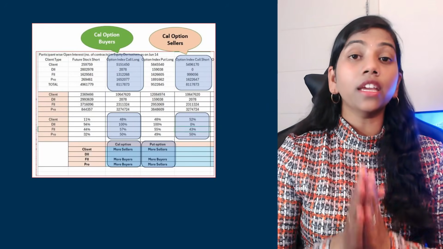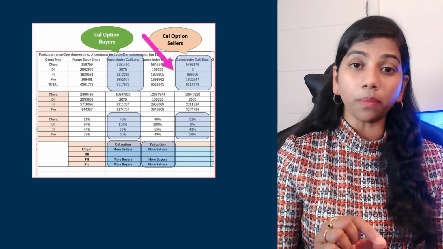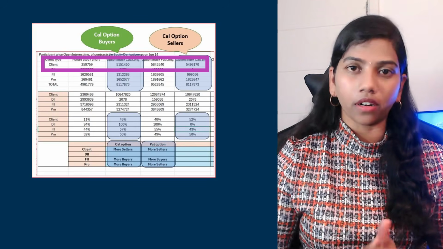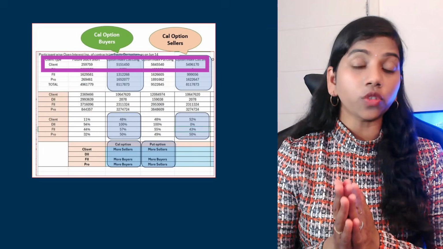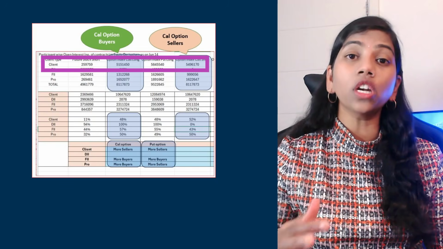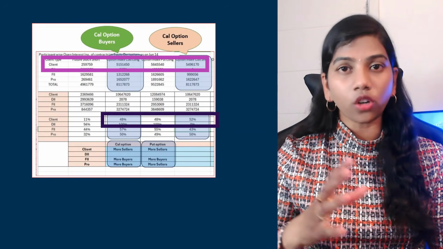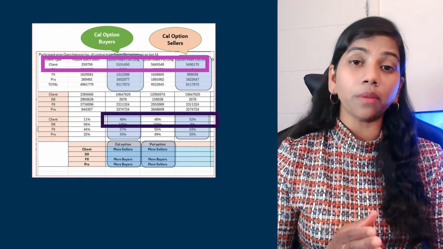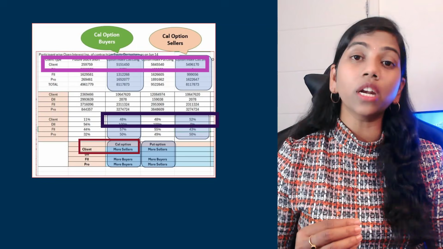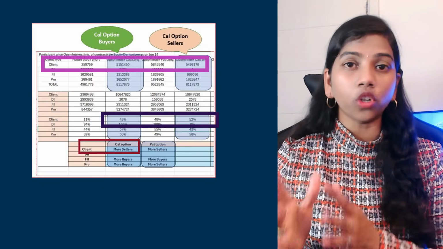Let's see an example. Here, option index call long means call option buyers and option index call short means call option sellers. The top row is client, which is nothing but the retail people. As we see here, 51 lakh 51,000 call options were bought by retail people, whereas nearly 55 lakh call options were sold by retail people. So if we calculate the percentage, 48% of retail people were call option buyers and nearly 52% were call option sellers. Hence, retail people had 4% more call option sellers than buyers. So, in short, retail people are more sellers.